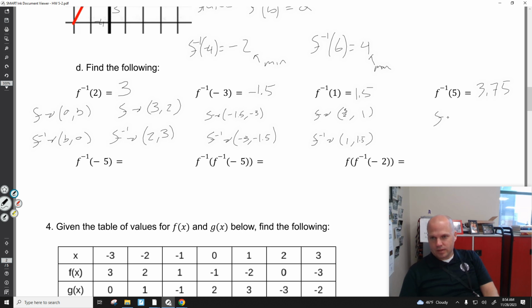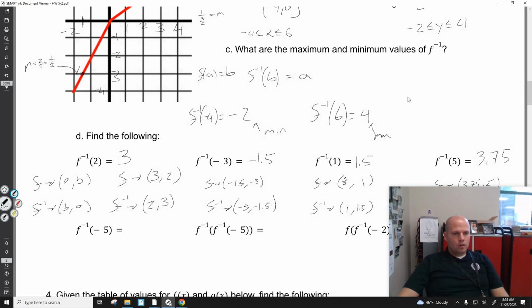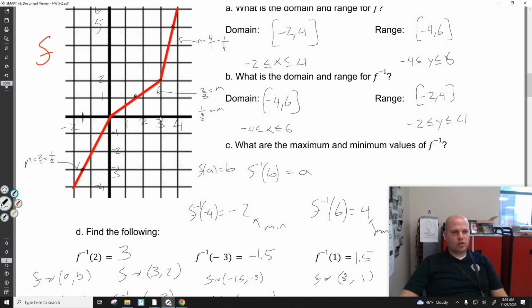F's got the point (3.75, 5). F inverse has to have the point (5, 3.75). It's got to go back to where it started. F inverse of -5. Okay, here's a good question.